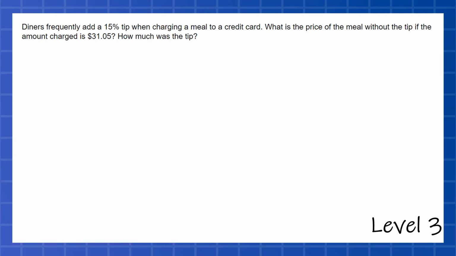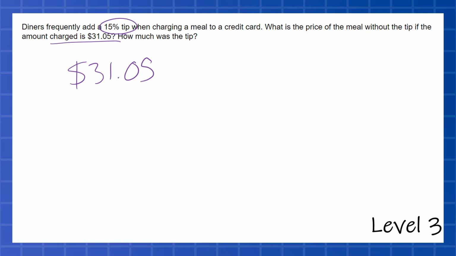This is one of those deceptively tricky problems. So I want to show it to you because usually the first time you look at this problem, you might think about it backwards. And that's because it's written backwards. So it says the diner would add a 15% tip. And so when we go ahead and pay, if we price the meal and we charge $31.05, including tip, that's including tip. How much was the tip?